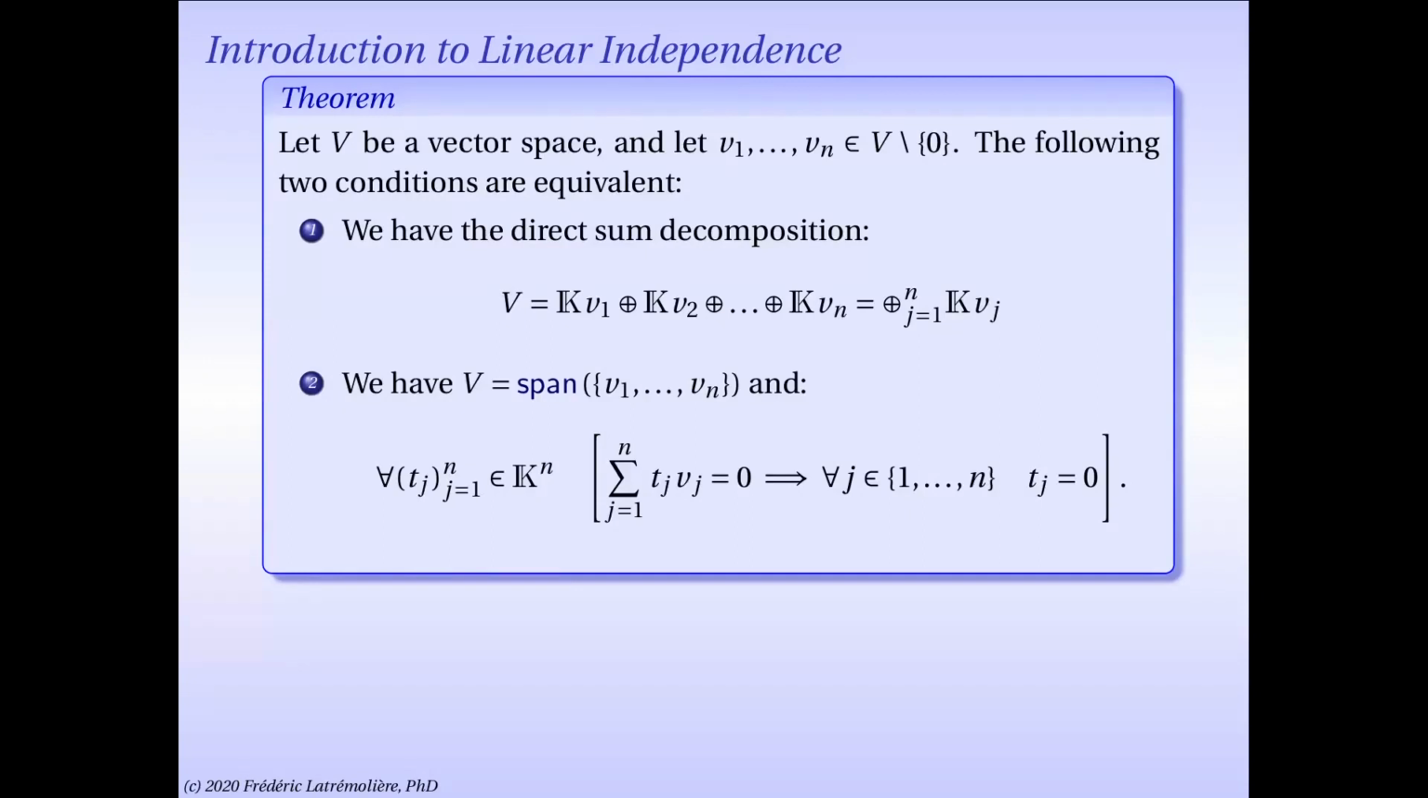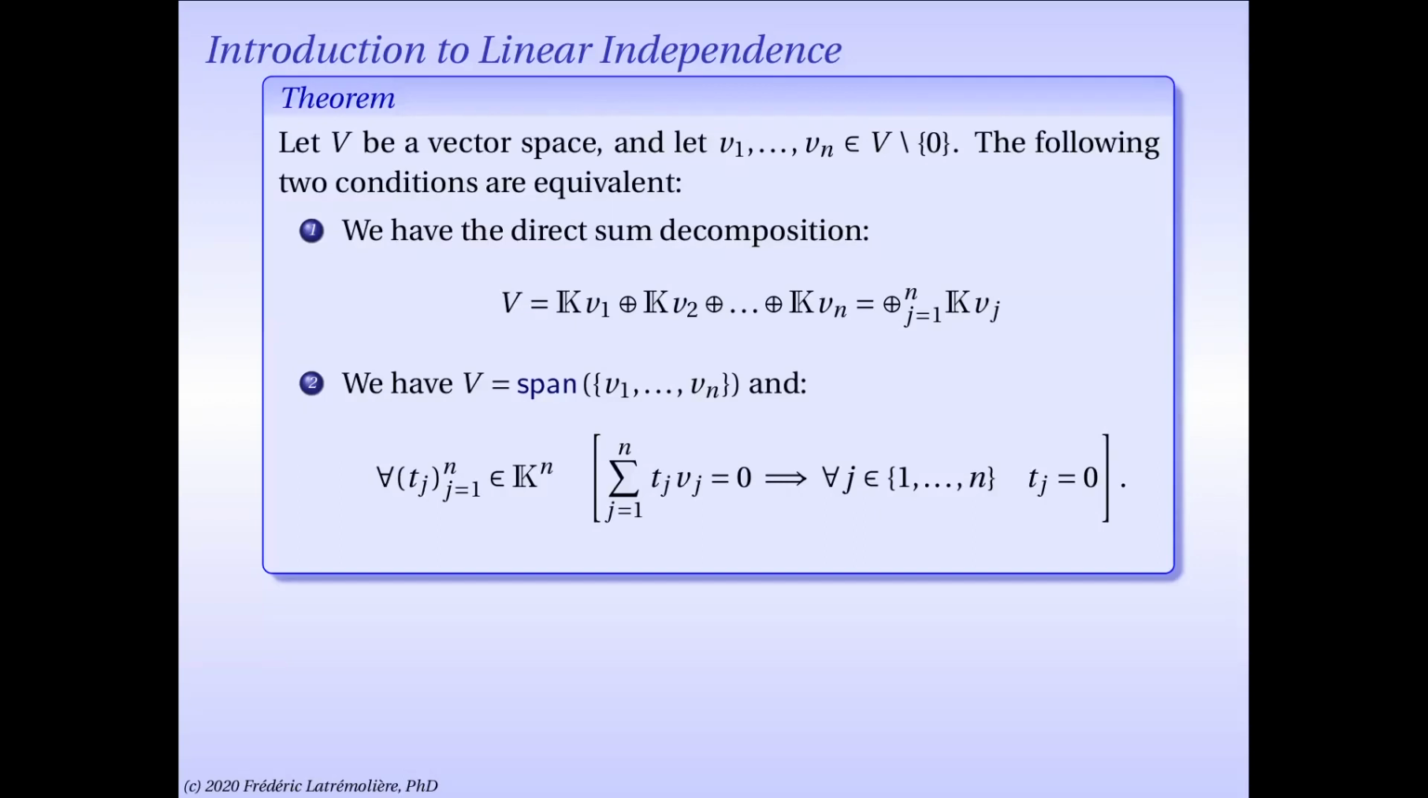And I claim the following two conditions are equivalent. The first condition is that my vector space is actually the direct sum of the span of v1 with the span of v2, with the span of v3, etc., with the span of vn. So you can write your vector space in this very particular direct sum decomposition.